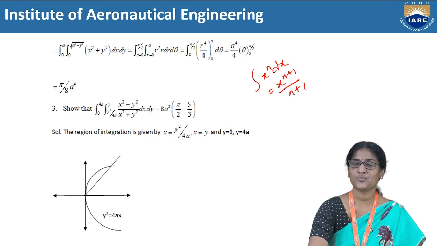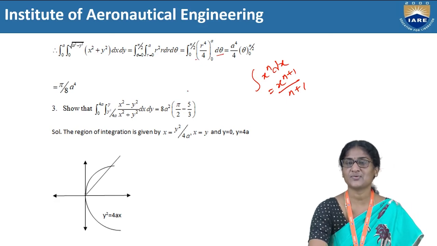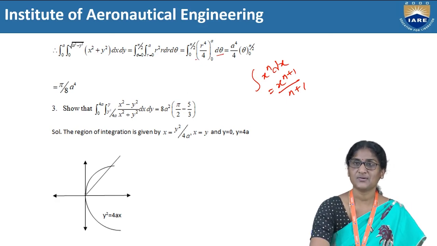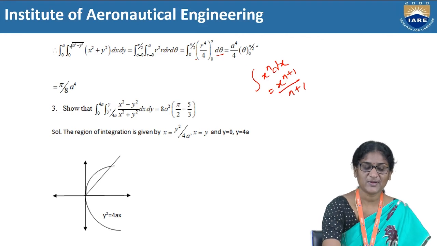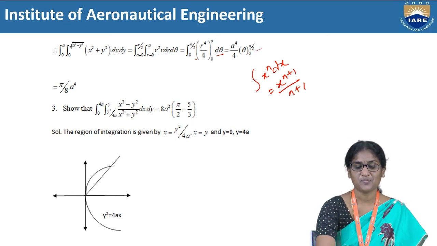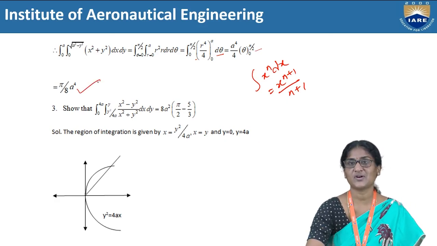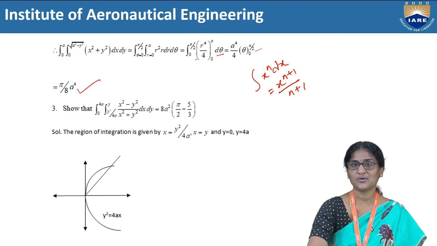Raising from 0 to wherever r is there, you just substitute a. So a to the power 4 by 4. And the integral of d theta, because I don't have any function with respect to theta, conveniently I get the integral which is equal to theta, raising from 0 to pi by 2. So wherever theta is there, you just substitute pi by 2. What you are going to get as the answer is pi a to the power of 4 by 8, the answer for the given question after converting it to polar coordinates.